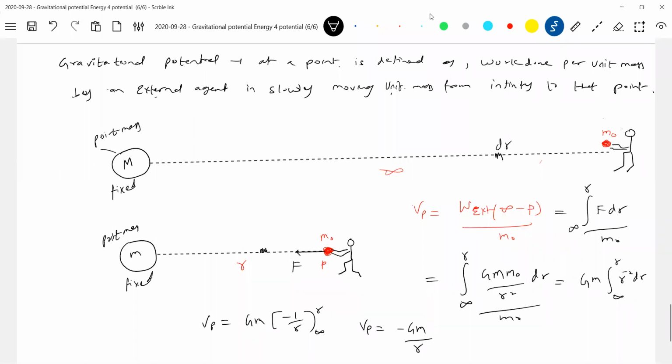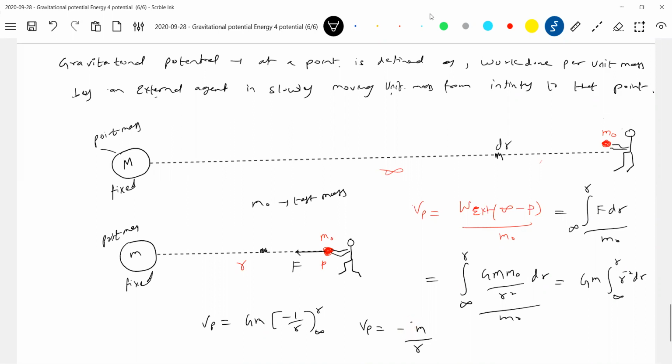Sir, what is this m naught? I'll call it a test mass. What is the test mass? It will not produce a field of its own. And whatever we define as potential is due to the point mass here. So what is the field strength at point P? Minus Gm by r. Sir, what is the use of this? You can see that it's a potential which will help us a lot in numericals compared to the field.